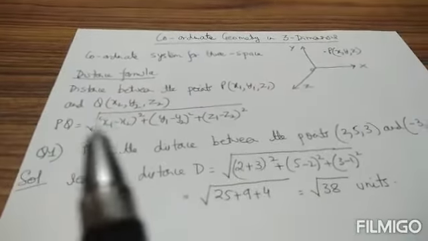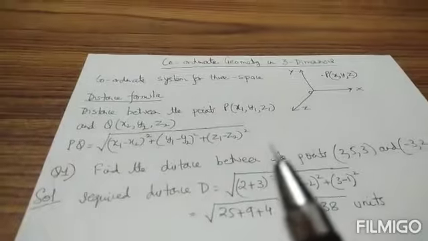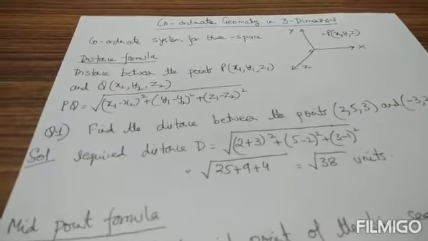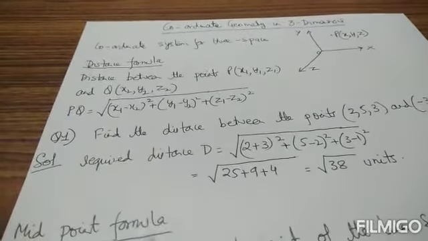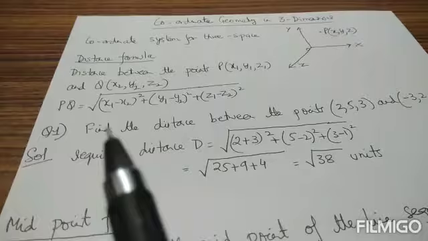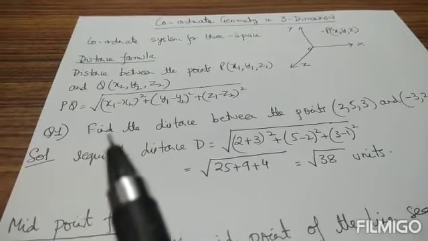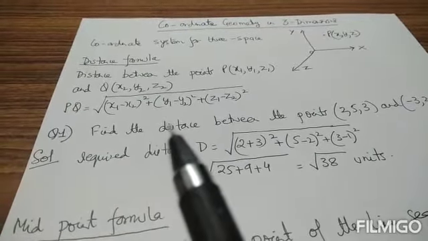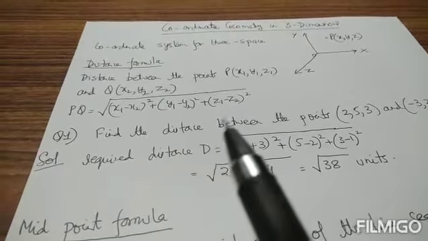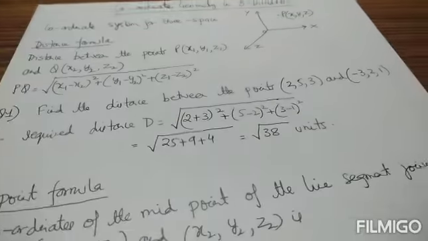Now the distance formula. The distance between the points P(x1, y1, z1) and Q(x2, y2, z2) is given by PQ equals under root (x1 minus x2) whole square plus (y1 minus y2) whole square plus (z1 minus z2) whole square.